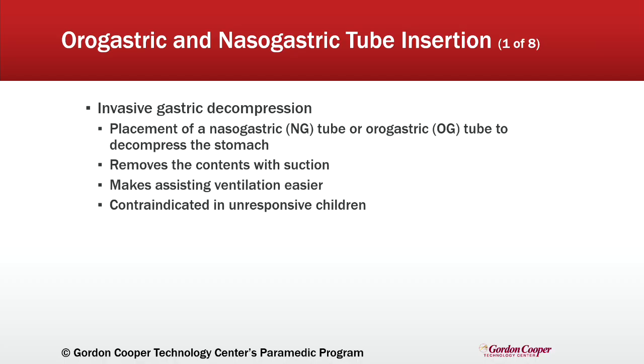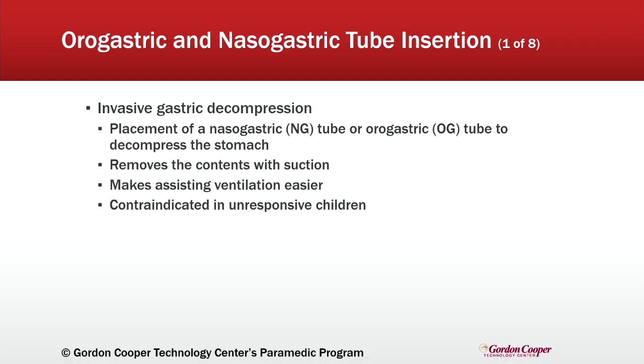Orogastric and nasogastric tube insertion. There are instances where we do need to insert an NG tube. Positive pressure ventilation can often lead to air or liquid filling both the stomach and the lungs. Gastric distension can dramatically reduce the diaphragm movement and lower tidal volume, making ventilation more challenging. This makes it harder to ventilate the patient, and it requires higher inspiratory pressures. It increases the risk of vomiting and aspiration of stomach contents into the lungs.